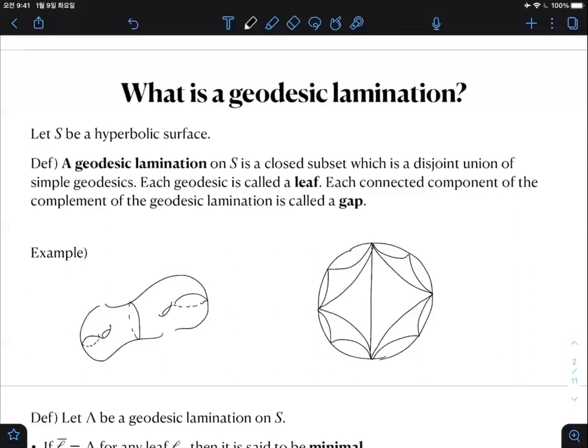Each geodesic is called a leaf, and each connected component of the complementary region is called a gap. So here, the gap is homeomorphic to a pair of pants, and here a gap is an ideal triangle.